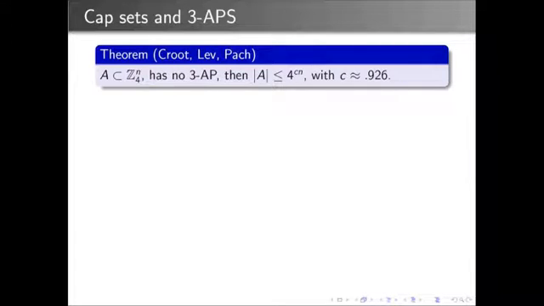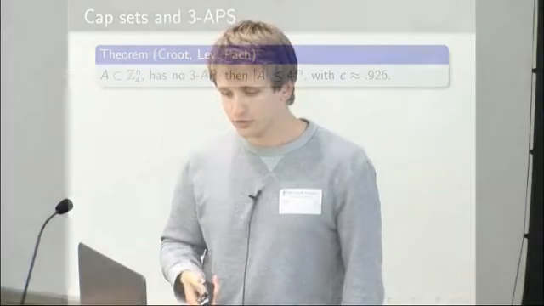So there's a recent breakthrough result by Croot-Lev-Pach. They worked in Z4 to the n, and they showed that there you can actually get an upper bound that's exponentially smaller, with an explicit C that's about 0.96. And this paper is a bit more than a month old.